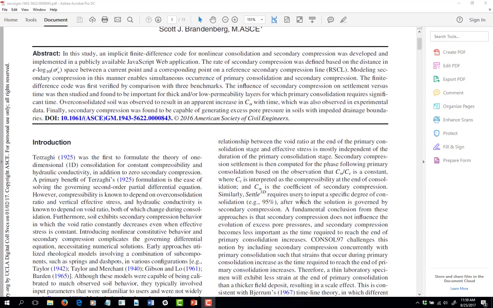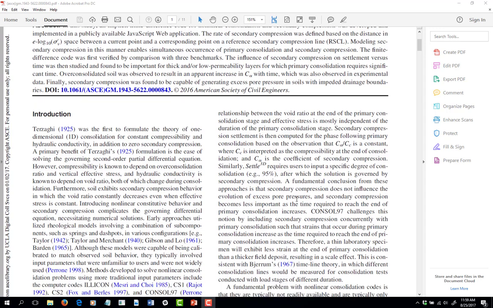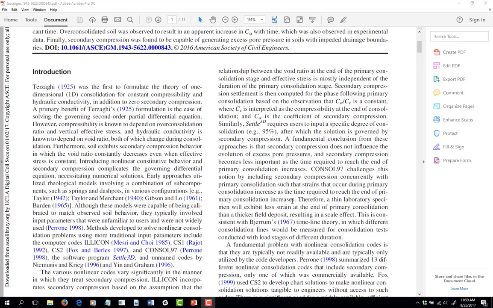All right, so other people have developed codes that include secondary compression along with primary consolidation. So the formulation I'm adopting is not new. It wasn't my original idea. I'm citing some literature here that deals with it. Consol 97 is a particular example that includes secondary compression simultaneously with primary consolidation. The nice thing about my code is that it's publicly available online, so anybody can run it, and I'll do a demonstration of it as well.